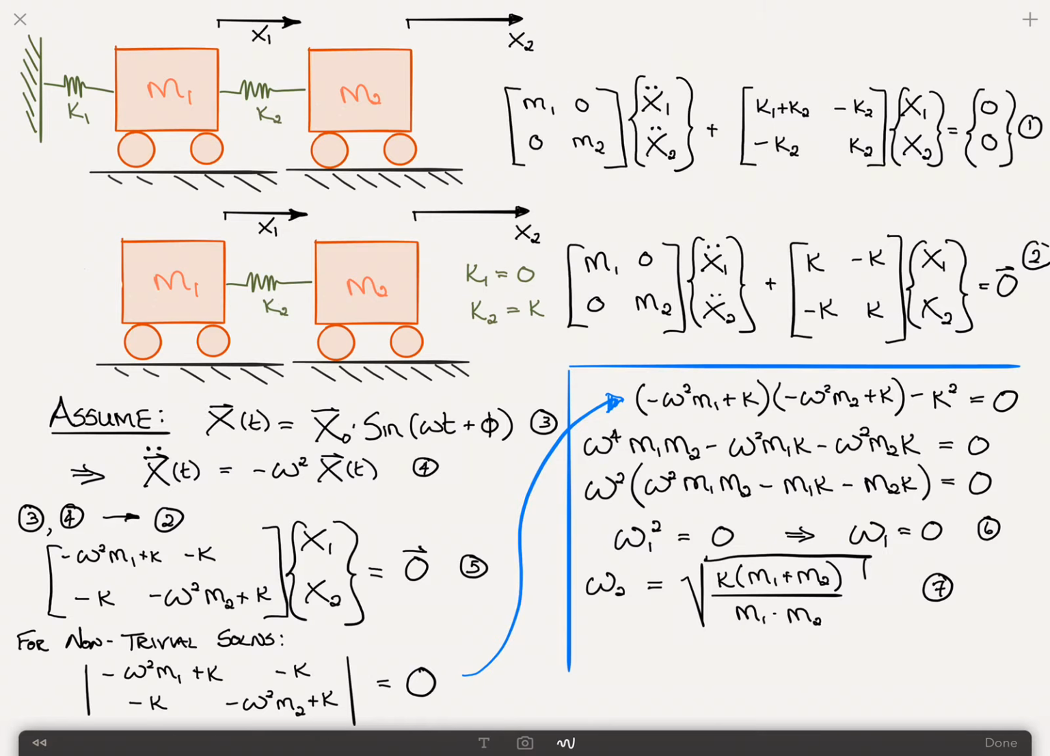Excuse me, this is, yeah. And let me make an assumption that if m1 is equal to m2 is just equal to m, so both masses are the same, this implies that omega 2 is equal to the square root of 2k over m. That's what that would simplify to. We'll call that equation 8.